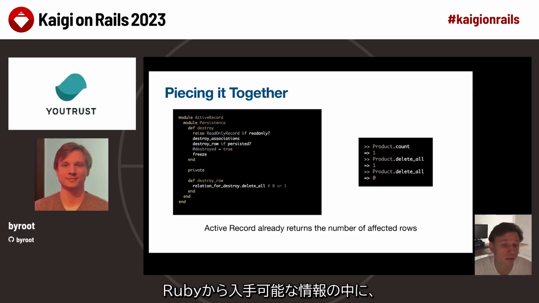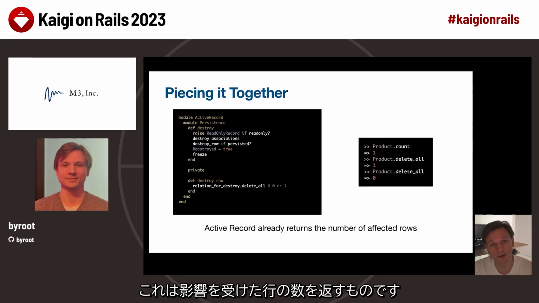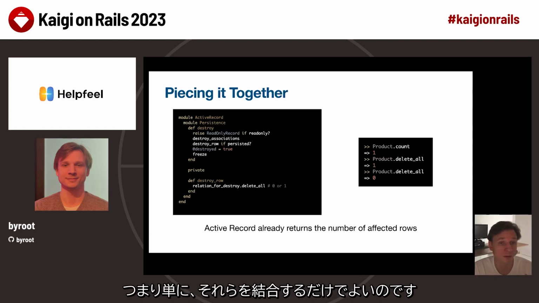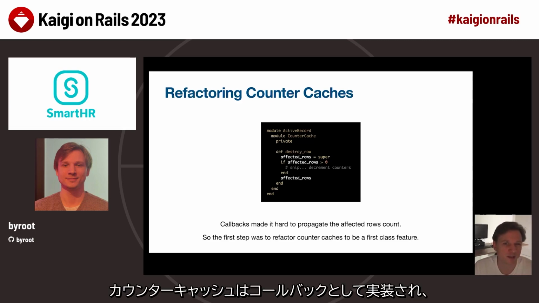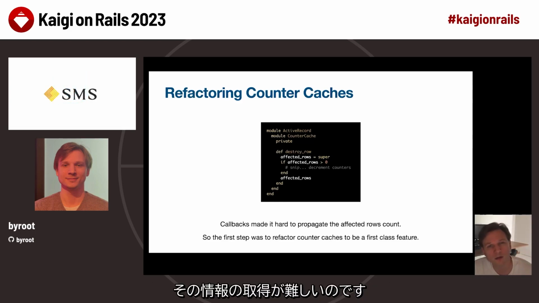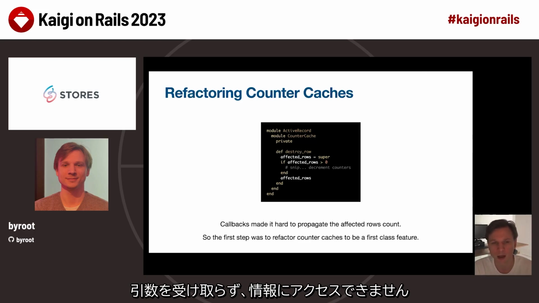And so it turns out that this information is available in Ruby. If you call the delete all method on a relation in Rails, you will actually get an integer back, which is the number of affected rows. So it was just a matter of wiring it together to make it work. But the problem is that since counter caches were implemented as model callbacks, it was very hard to get this information, because callbacks are run a bit in isolation. They don't receive parameters. They cannot read anything.